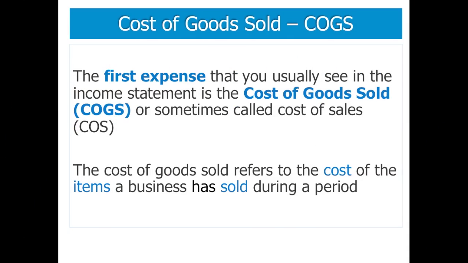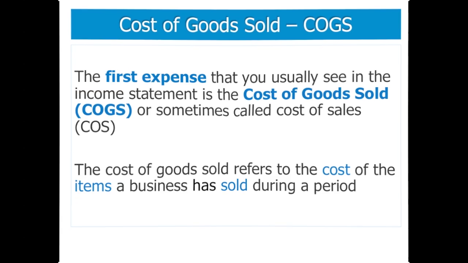Let's talk now a little bit more about the cost of goods sold. If you remember, that was the first expense that we usually see in the income statement. Sometimes it's also called the cost of sales, another name, but it has exactly the same meaning. I remind you that the cost of goods sold refers to the cost of the items that the business has sold during a specific time period. So remember, the cost of goods sold refers only to durable goods, not to services.